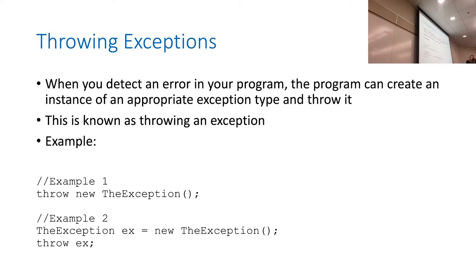Okay, so in order to do this, typically example one is what it does. Throw new the exception. You have parentheses here because, again, exceptions are objects. So you are constructing a new exception object and then using the throw keyword to yeet it into the system. You're creating a new exception object and then throwing it so that it either gets caught by someone or it crashes the program.